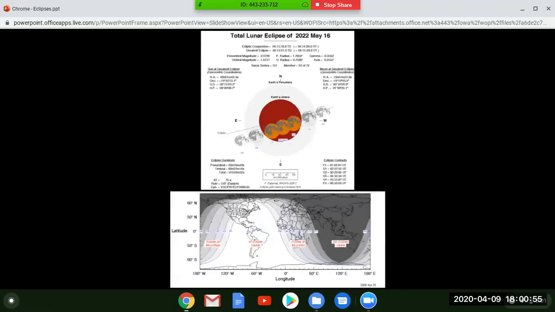Here's a total one, 2022, May 16th. Let's see when this is happening. Eclipse at moonrise for us. So when the moon rises, you don't have to wait up late to see this. When it rises, it's going to be eclipsed. So, about 8 o'clock in May, when the sun's setting, maybe 8 o'clock, and the moon's rising, it's going to be eclipsed. So that's May of 2022, a couple years from now. So that's a good one. That's a good one to see.